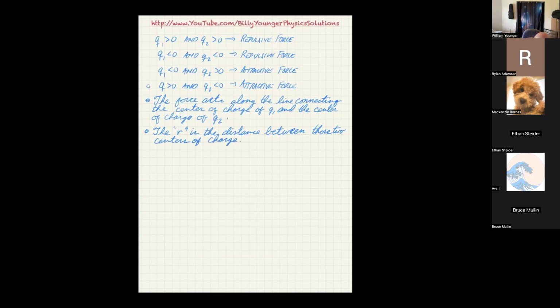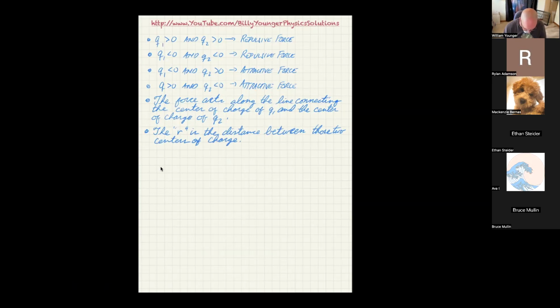There's another principle. Okay, so that's really all you need to know, for instance, to work out what the force is for a Coulomb attraction or a Coulomb repulsion.